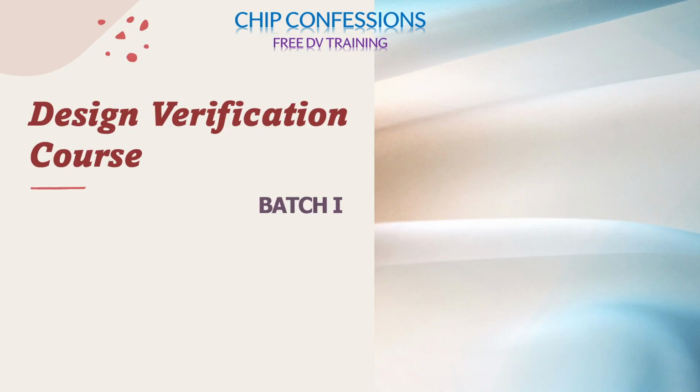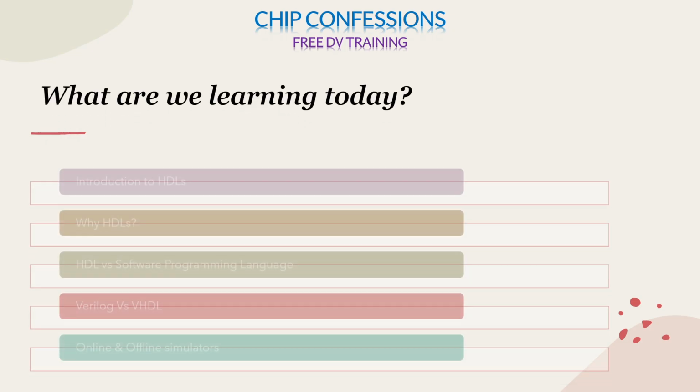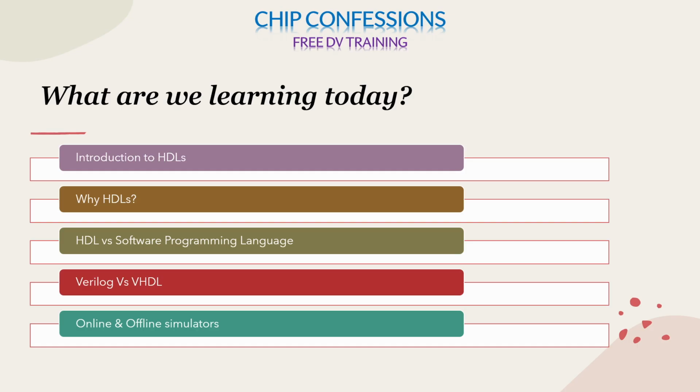In our design verification course, this is the fourth session and we shall see what we are going to learn in this session. We are learning about HDLs, what is HDL and some examples of HDLs, and then why HDLs are important, then HDL versus software programming languages, and then the comparison between Verilog and VHDL, which are both types of HDLs. Then we will see what online or offline simulators we can use for executing Verilog code.